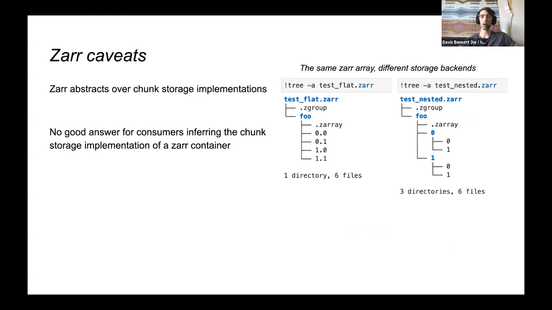So caveats. Zarr, as a format, abstracts over the chunk storage implementation. Zarr is not particularly opinionated about how you actually store your chunks. And if you look at the zarr source code, you can see implementations for lots of chunk storage backends in there, which is great. There's a lot of options for storing your data. The problem is, it's difficult for a consumer of a zarr array to infer what that chunk storage implementation is. So for example, these are two zarr arrays that I created just with the zarr core library. They have the exact same data, but they have very different chunk layout on disk. It's 2D data, so that's why we see the keys having a dot separator here. And then in this case, why we see a nested directory structure.